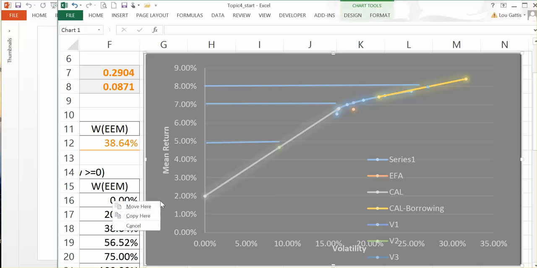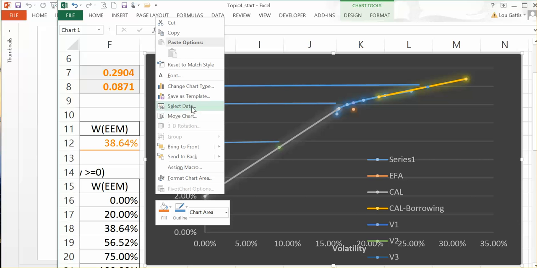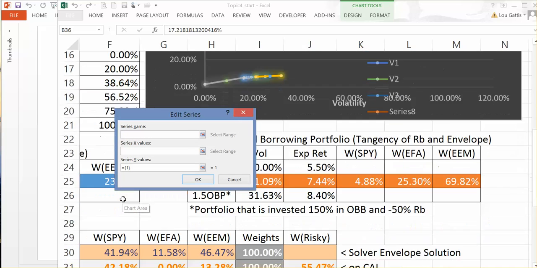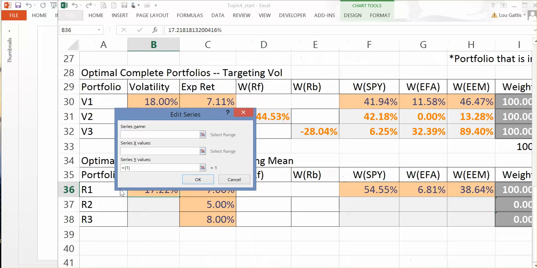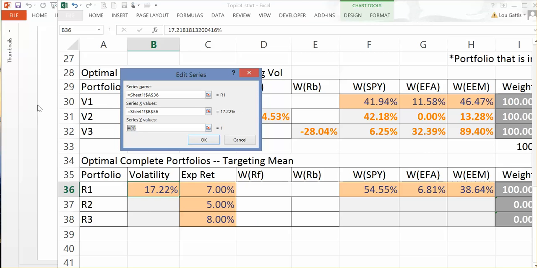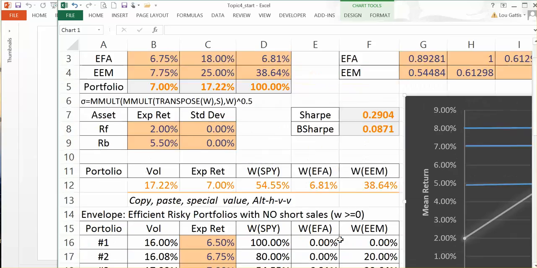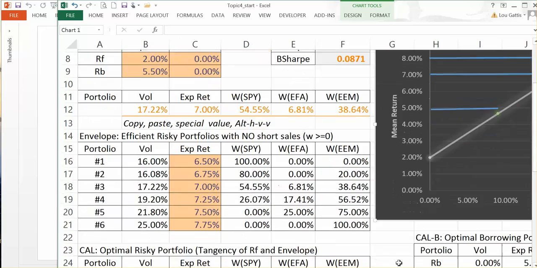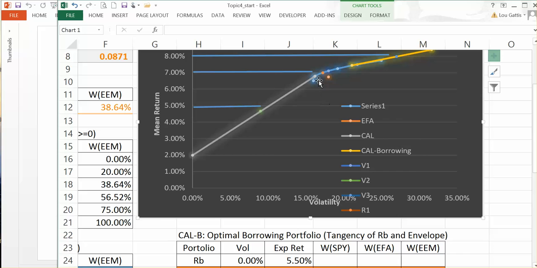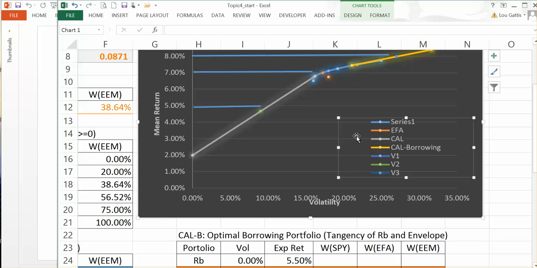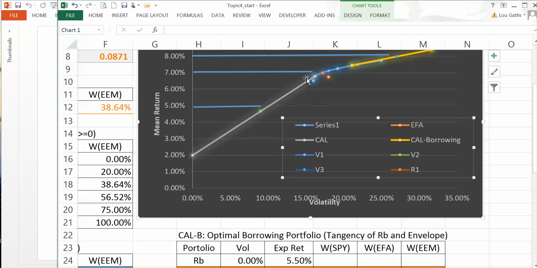So let's just right click, select data, add. This one is called R1 for return target 1. It has a volatility of 7.17 and an expected return of 7. And let's see where it is. And there it is. That's our portfolio, R1. All right, so that's in the right spot.